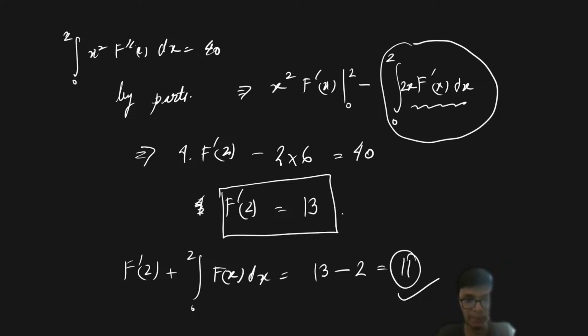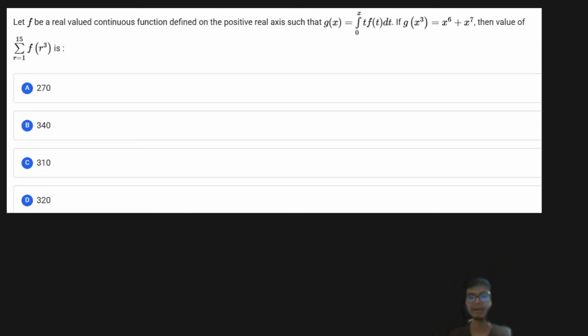So with this, let's move to the next problem. The next problem is again a very interesting problem. If you look at this problem, this question is talking about f being a real valued continuous function which is defined on the positive real axis, such that g of x is basically the integral from 0 to x of t f of t dt, right?